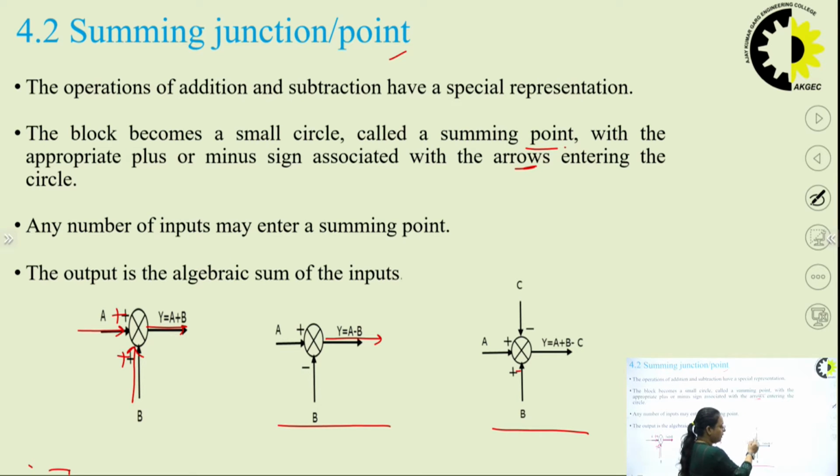And in the last figure, you can see that A and B are coming to the summing point. Here I have taken 3 inputs, while in the previous 2 figures I have taken only 2 inputs, right? Here you can see that 2 inputs are coming with the positive sign, while the third input is coming with the negative sign. So here the output will be A plus B minus C, right? So this is basically the function of the summing point, that it will provide the algebraic sum or the difference of the signals coming towards it, right?